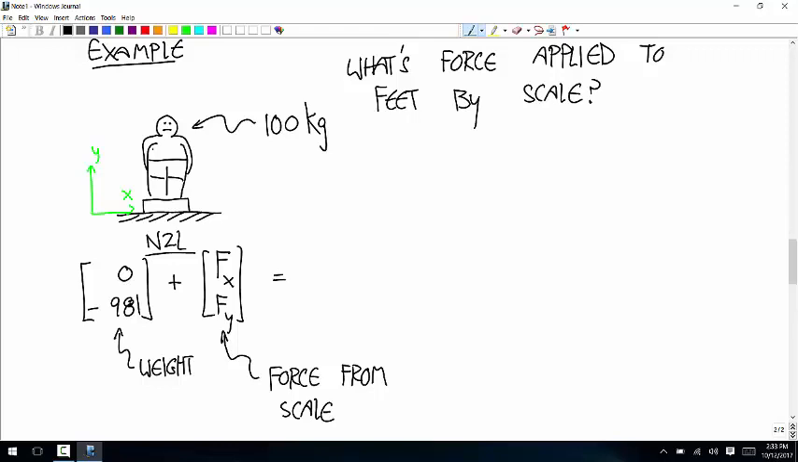And that's equal to the person's mass, 100 kilograms. Now this one isn't in free fall. So what's the acceleration here? 0. The position stays constant, so the velocity is 0. The velocity stays 0, so the acceleration is 0. So the acceleration vector is just 0, 0.